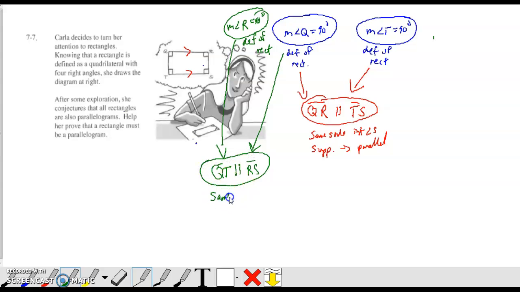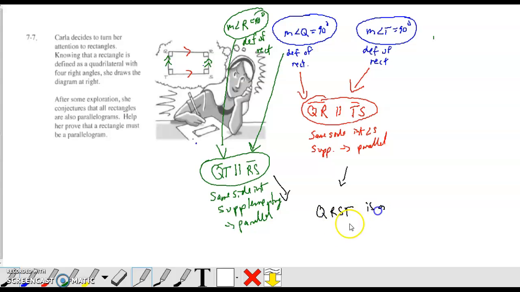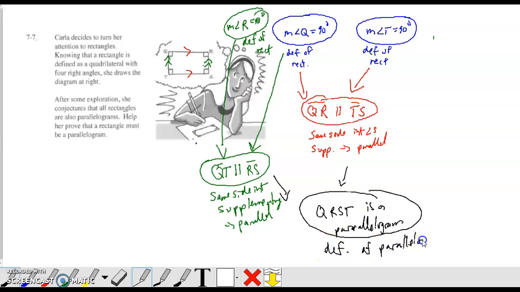Right, and again, same side interiors are supplementary. Okay, if they're supplementary, therefore our lines are parallel. Therefore we have two sets of parallel sides. So then my final answer will be that this plus this means that QRST is what? A parallelogram. Why do I get to say that? It's because it's the definition of a parallelogram.